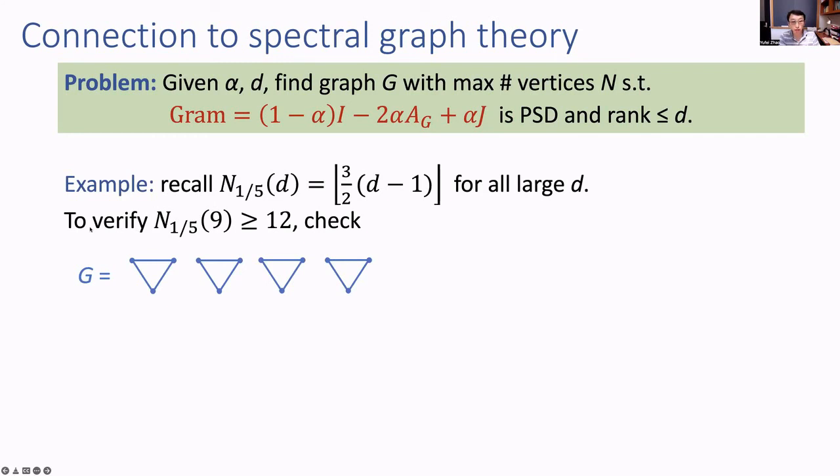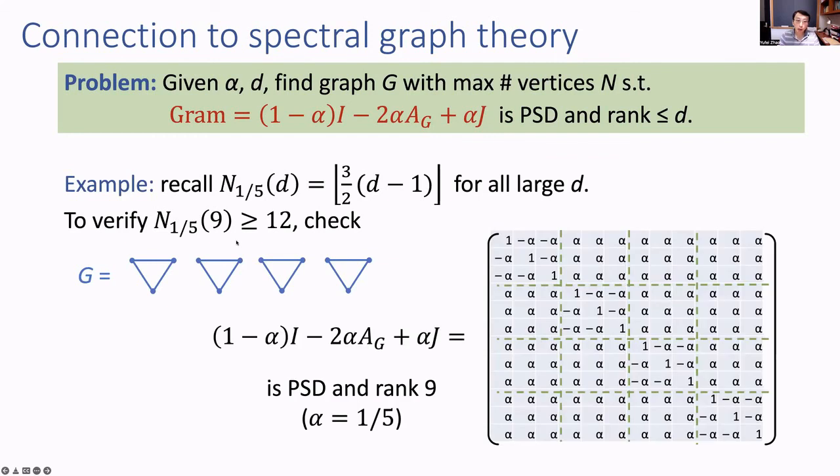And it turns out this graph is, as shown, a disjoint union of 4 triangles. If you look at the matrix associated to this graph, this matrix is positive semi-definite, which one can check, and also has rank 9, which one can also check. So it's a Gram matrix. And by factorizing this Gram matrix, you can recover a configuration of 12 vectors in 9 dimensions, giving an equiangular lines configuration. So this technique allows you to show a lower bound, which matches our upper bound.